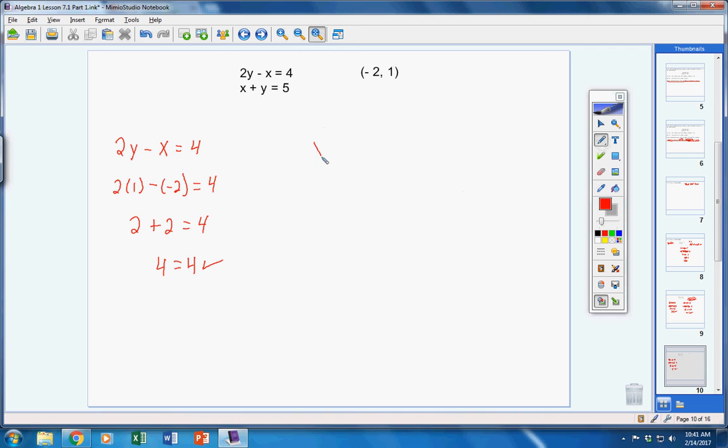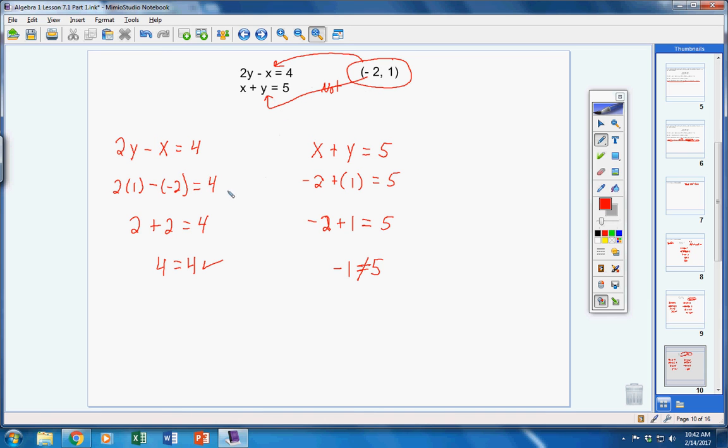Now let's see if it works in the second equation. X plus y equals 5. Where the x is, I will substitute negative 2. And where the y is, I will substitute 1. Alright, so I have negative 2, positive 1. You pay off one, you still owe me $1, negative 1. Look at that. Did not work. Okay? So sometimes the ordered pair will work in one equation, but it will not work in the other equation.